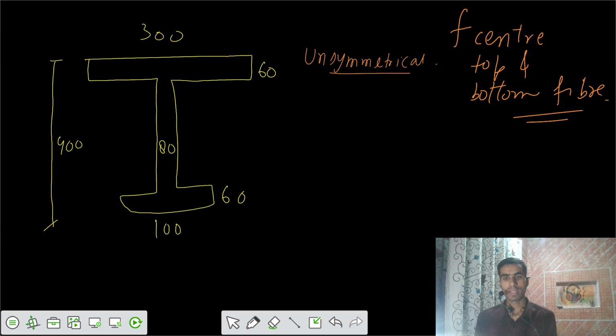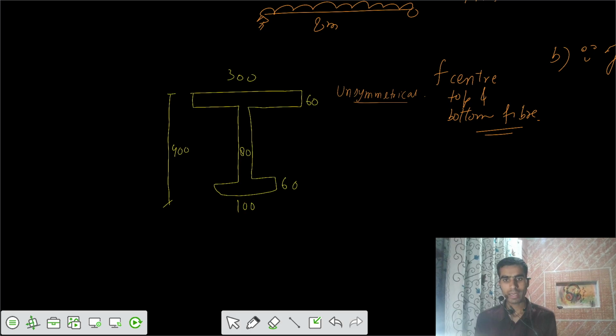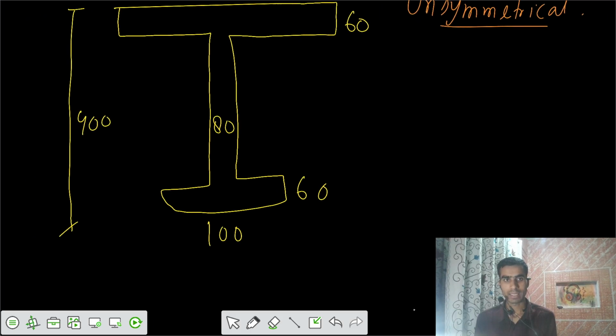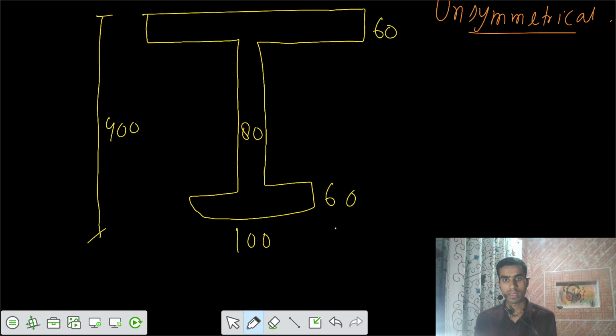Let's go for the first case. The P load is acting at some eccentricity from the bottom. Let's say that value is 50 millimeters from the soffit. The P force is acting here.